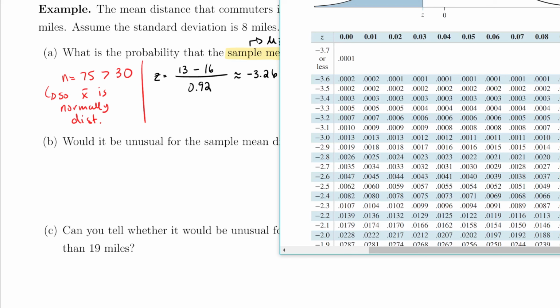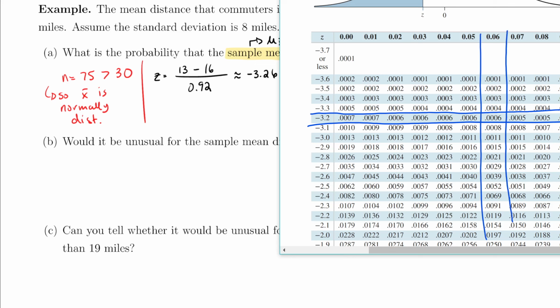So I find negative 3.0's row and then the 0.6 column. Excuse me, you can see I'm off here. I said the negative 3.0 row, but of course if it's negative 3.26, I need to go to the negative 3.2 row, along with the 0.6 column. With that, we see the area is 0.0006.